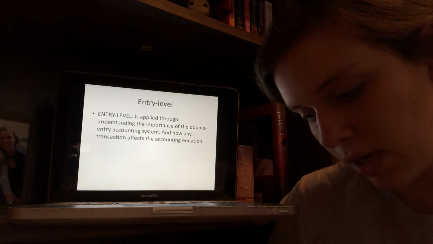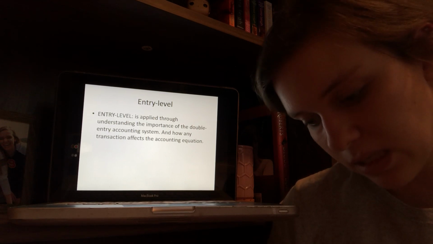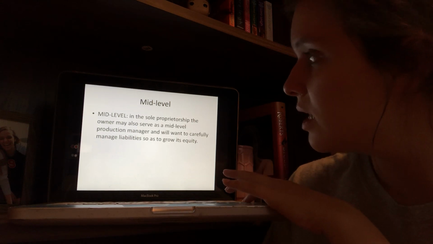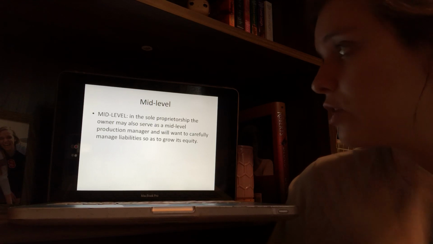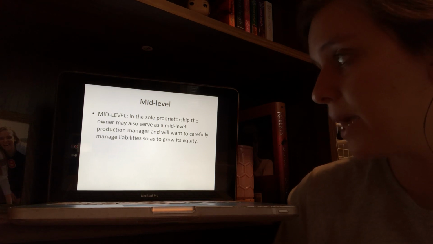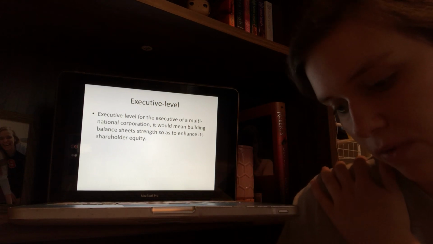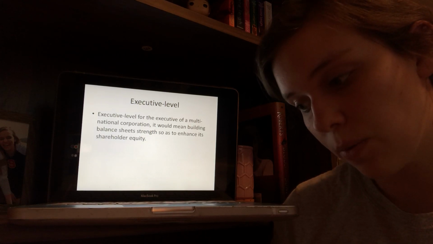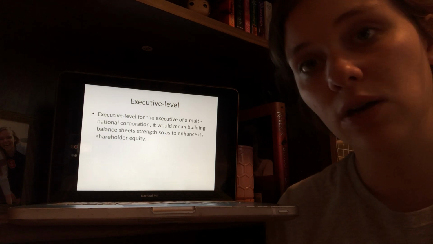So the entry level is applied through understanding the importance of the double entry accounting system and how any transaction affects the accounting equation. Mid-level is the sole proprietorship. The owner may also serve as a mid-level production manager and will want to carefully manage liabilities so as to grow its equity. And executive level is for the executive of a multinational corporation. It would mean building balance sheet strength so as to enhance its shareholders' equity.